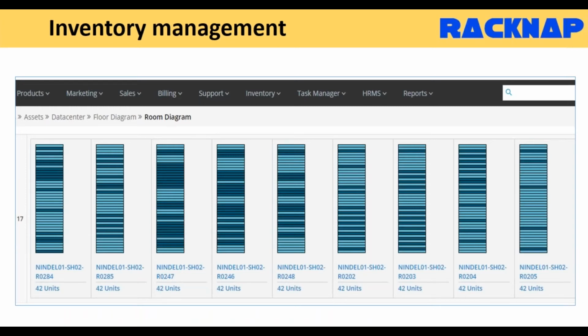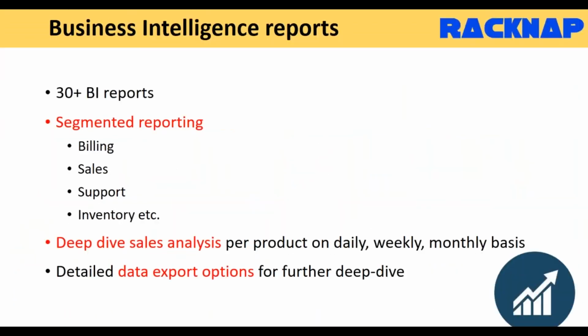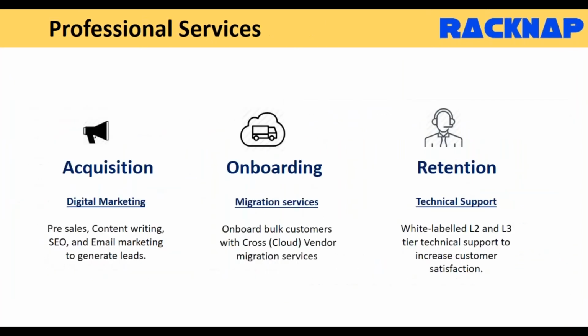Okay, and then business intelligence reports. We also looked at plenty of reports earlier around income, revenue, orders, and things like that. And last but not least, you may want to focus on your core business, right? Which means you want to hand over the pain of managing the associated elements to somebody else. This is where RackNap can help you. RackNap helps you with professional services. We can help you with digital marketing abilities. We can also help you with cloud migration capabilities as well.